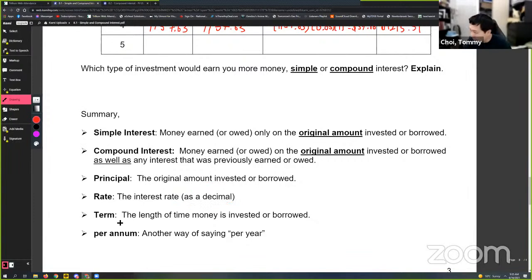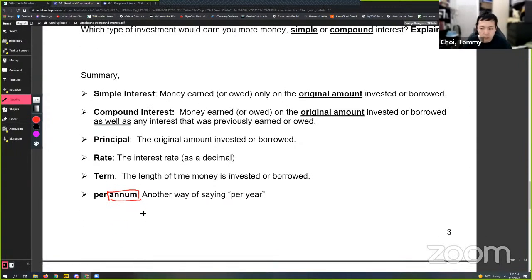Rate is the interest rate as a decimal, which is really important. Term is the time, right? How long it takes for the investment, or how long you're borrowing the money. And per annum. Annum here means year. It's per year. Financial institutions use different words. Annum comes from the word annual, which is year. So an annual celebration means a yearly celebration. So annum comes from the word annual, which is per year. Okay.